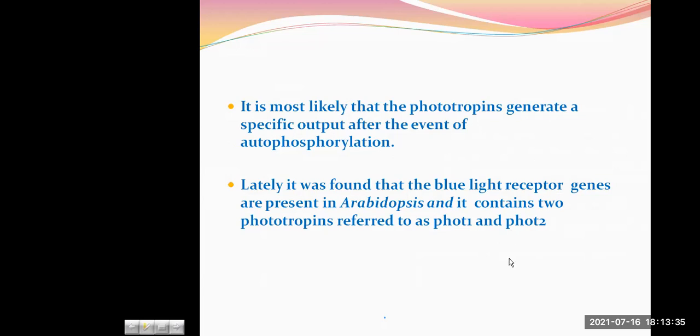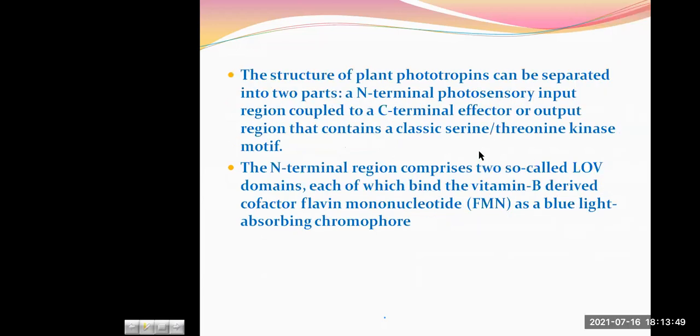It has been found to contain 2 phototropins, and these phototropins are referred to as phototropin 1 and phototropin 2. The structure of these plant phototropins can be separated into two parts. It is important for knowing the function of any structure, of any body, of any instrument. We have to know its structure, because structure is directly related to function.